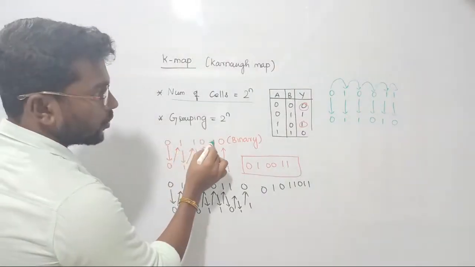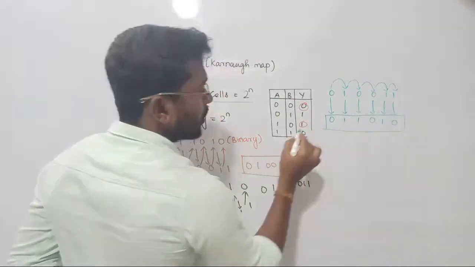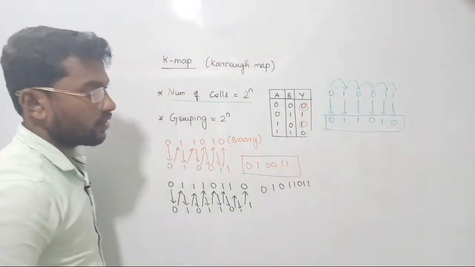0 1 1 0 1 0 0 1 1 0 1 0. Yes, we got the binary equivalent. So that is gray to binary transformation.